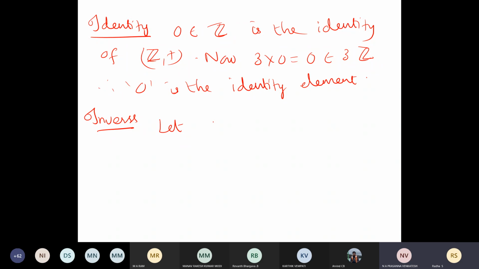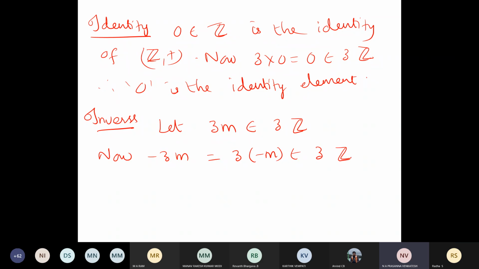Okay, inverse. Let some 3 times m belong to 3Z. Arbitrarily, I'm choosing some element. So what will be the inverse of this particular element? Minus 3m, which is equal to 3 into minus m, belongs to 3Z. Will this be there or not? Since whenever m is there in Z, minus m is also there in Z.